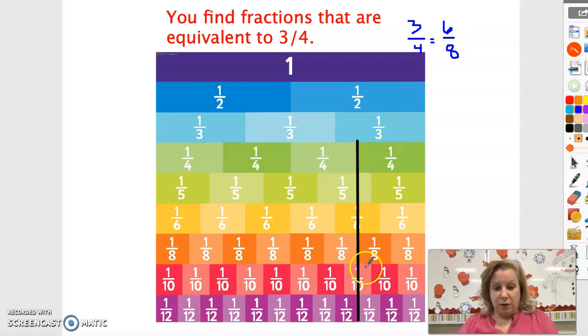And then we go to our tenths, nope, right in the middle. All right, twelfths line up. So we have 1, 2, 3, 4, 5, 6, 7, 8, 9. So 3/4 equals 9 twelfths.